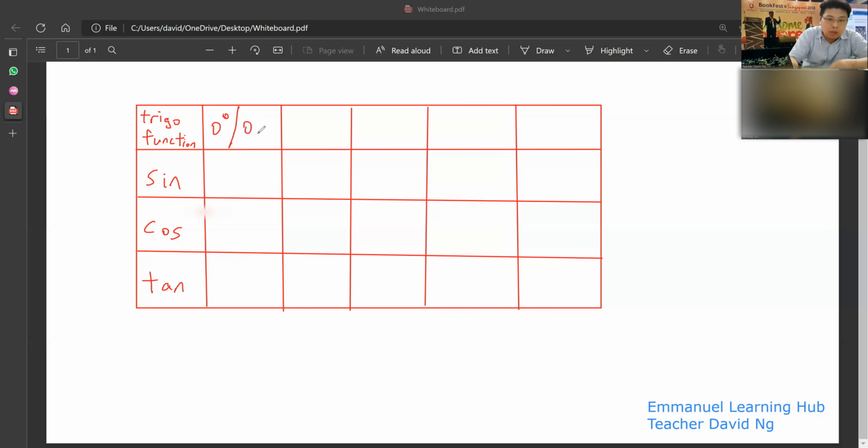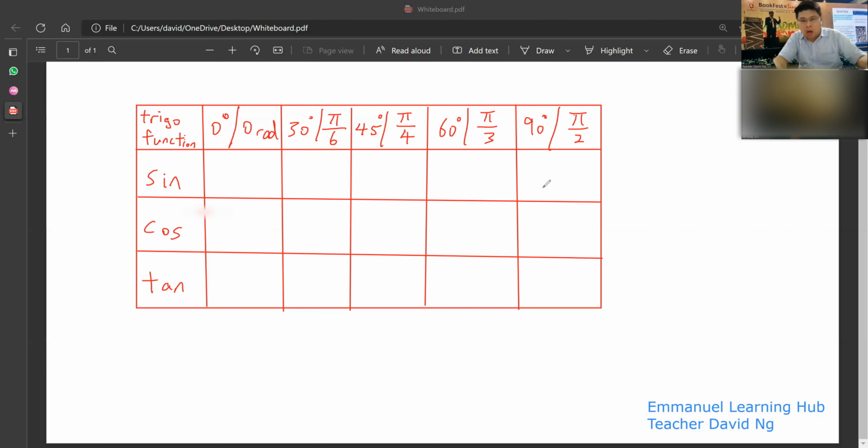Special angles: 0 degrees or 0 radian, then 30, 45, 60, 90. Degree mode and radian mode. This part clear? 30 degrees is pi over 6, 45 degrees is pi over 4, 60 degrees is pi over 3, 90 degrees is pi over 2. Degree mode and radian mode.